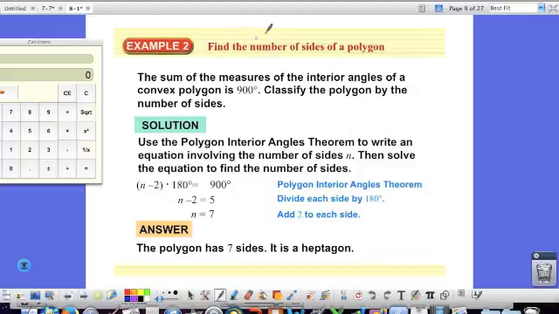We can also find the number of sides of a polygon by basically working this backwards. So if I tell you that the sum of the interior angles of a convex polygon is 900 degrees, classify the polygon by the number of sides. So now we're finding n. n minus 2 times 180 is 900. We divide both sides by 180. We get n minus 2 is equal to 5. Add 2 to both sides, and n equals 7. The polygon has 7 sides. It is a heptagon.